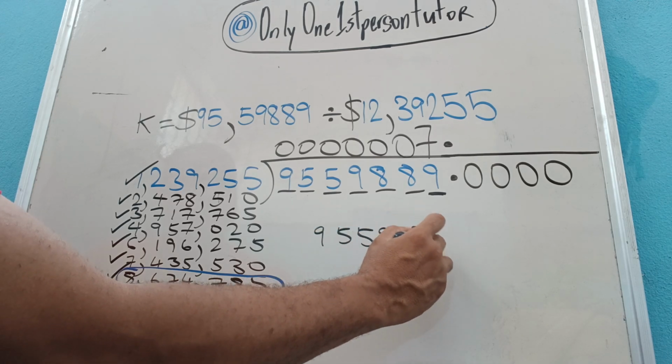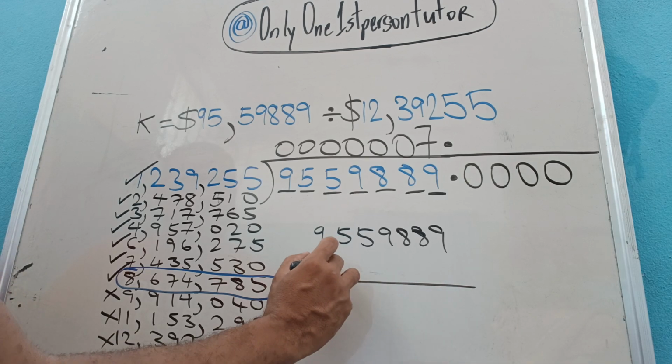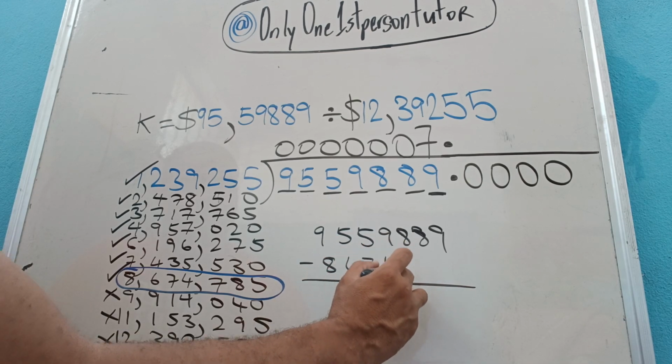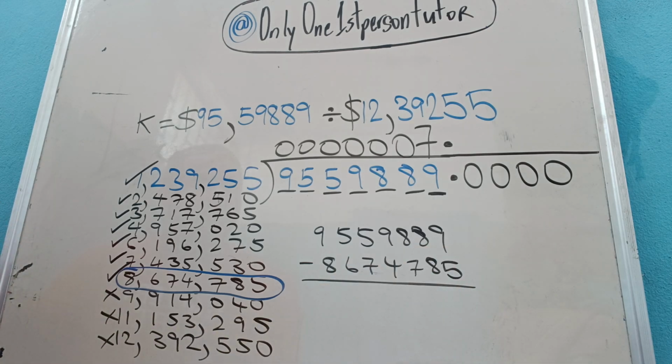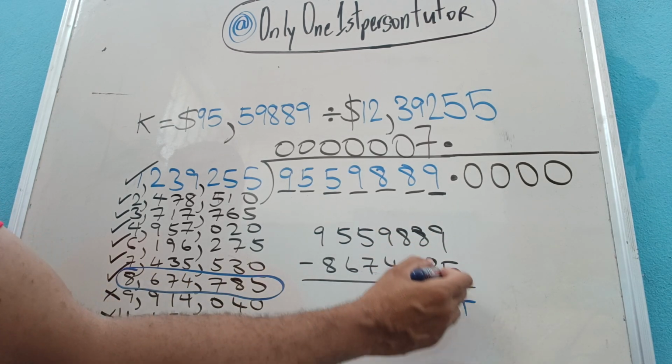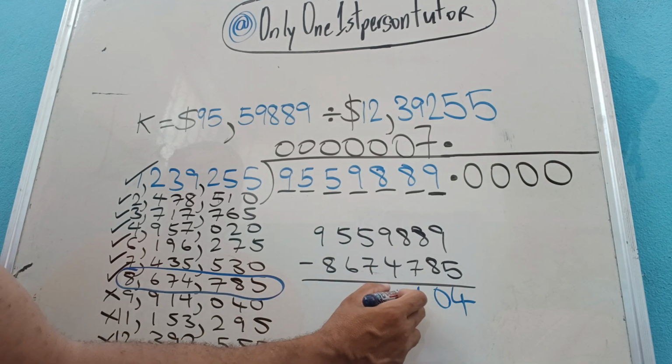So let's do that. Let me not shy away from that responsibility. So let's say 8, 6, 7, 4, 7, 8, 5. Okay. So this looks reasonable. A part of it looks reasonable. So 9 minus 5, we have 4. 8 minus 8, we have 0. 8 minus 7, we have 1. 9 minus 4, we have 5.